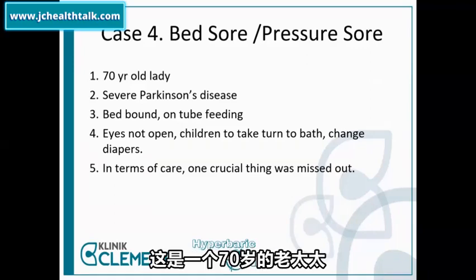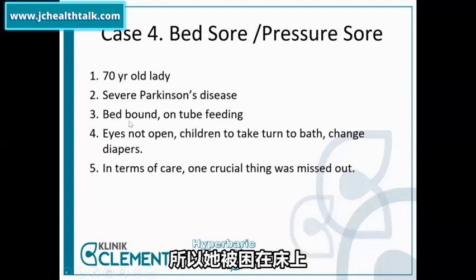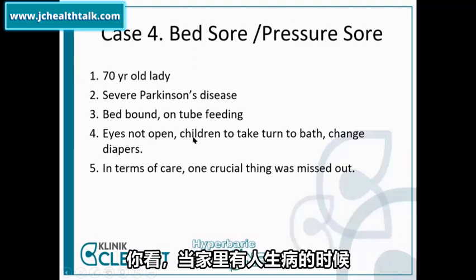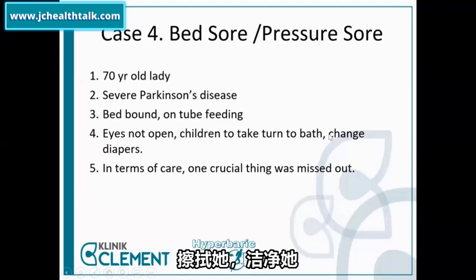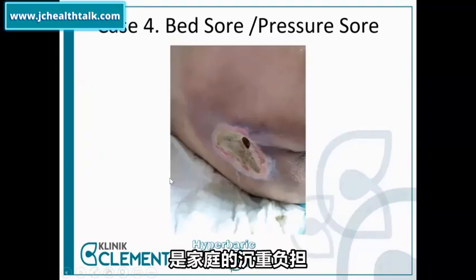So this is a 70-year-old lady. She has severe Parkinson's disease, so she was bedbound, lying on the bed all the time on tube feeding. The eyes were not even open. But you see, when there is a person in the family who gets sick, the children are the ones who have to take the burden, because they need to take turns to bathe her, to wipe her, to clean her, to change her diapers, and to feed her milk through the NG tube. So a big burden for the family.